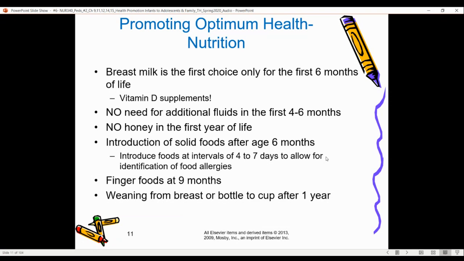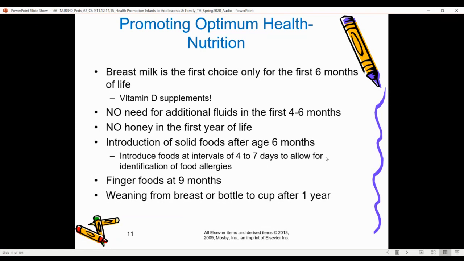Most women in America are vitamin D deficient, which means their breast milk is going to be vitamin D deficient. So we give babies a supplement to help with that. It's just a little liquid dropper that they get daily. There is no additional need for other fluids in the first 4 to 6 months of age.